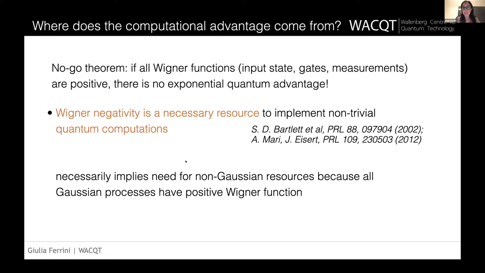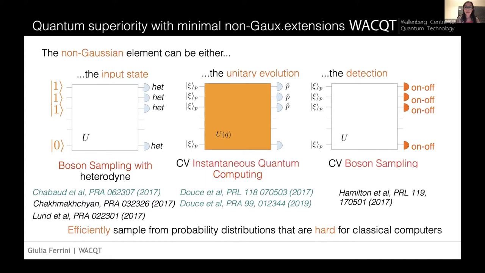And if you think about boson sampling, it's actually a little bit overkill in terms of this Wigner negativity, because both the input, which is single photon states, and the output, which is photon number detection, are both described by negative Wigner functions. So then a couple of years ago, we were studying a lot these minimal extensions of Gaussian circuits that have some non-Gaussian element and yet yield this kind of quantum superiority type of experiments like boson sampling. And there, the non-Gaussian element can be either the input state or the evolution or the detection only.